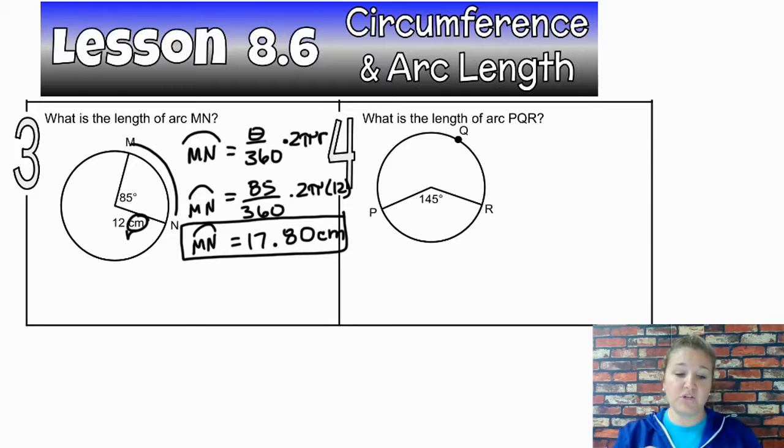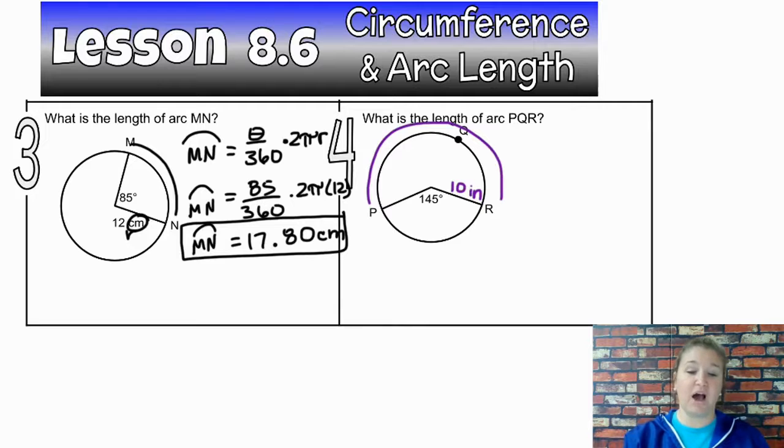All right, on question number 4, I'm going to have to add in a radius. The radius is going to be 10. I'm going to use inches this time. We're trying to find the measure of PQR. So you've got to go in this order right here. So arc PQR is going to be equal to theta divided by 360 times 2 pi r.